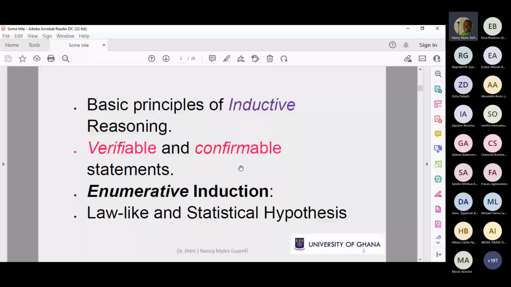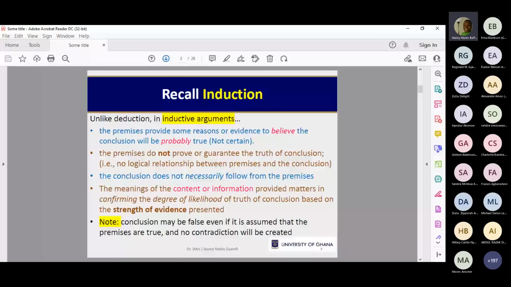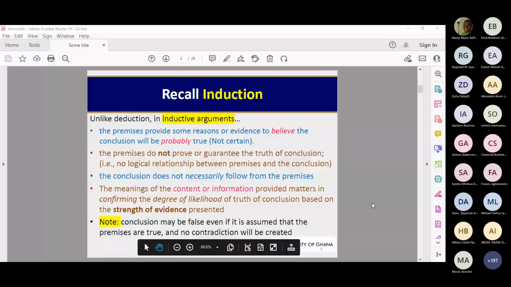Then the last thing we want you to know in this presentation is how to distinguish law-like and statistical hypotheses. Now, what is on the screen, you have already seen induction, how you distinguish an inductive reasoning from a deductive one. It is just a recall. We are trying to remember what we know already. Let's have someone read this quickly. Read from the beginning to the end. Akomia, if you wanted to read in praise, go ahead. Or Zuta, Delight, any one of you. Quickly unmute and read from beginning to end.